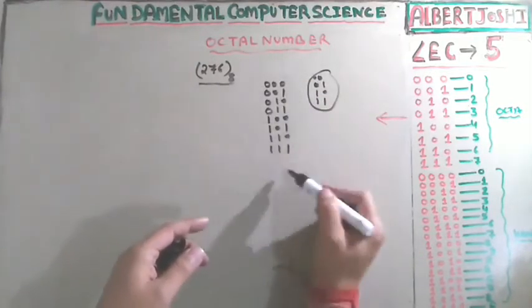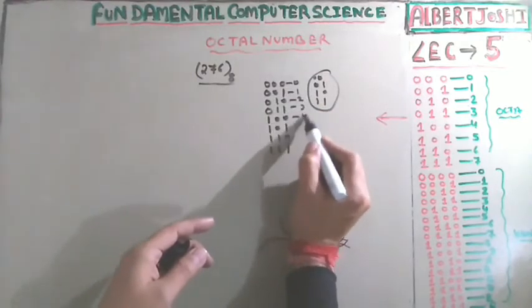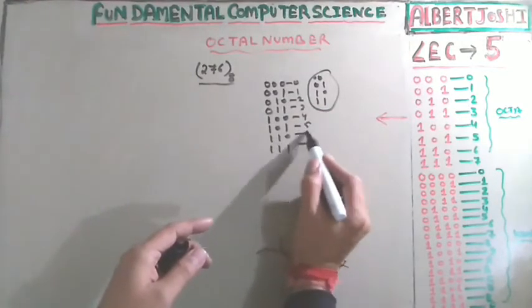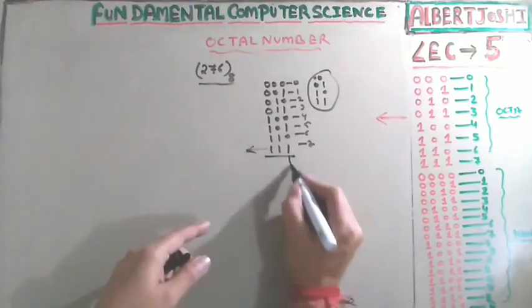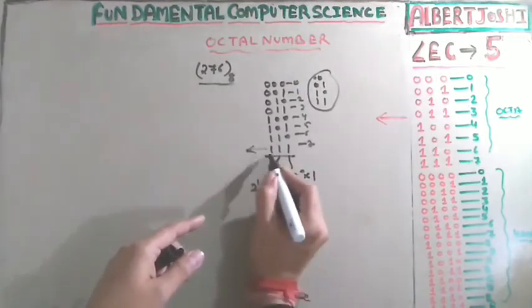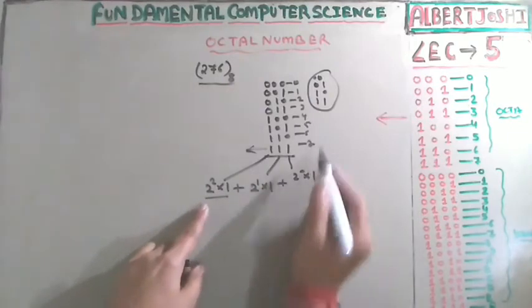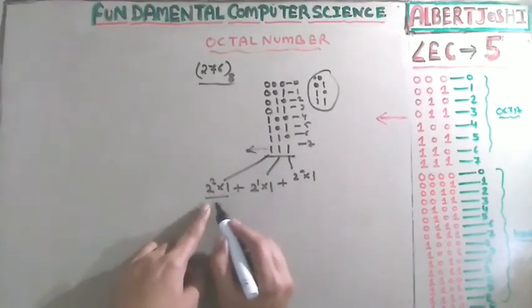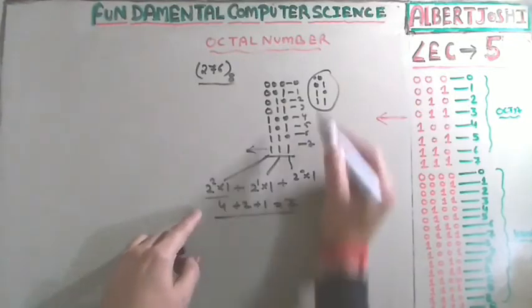So you have to take it every time. It is representing 0, this is 1, this is 2, this is 3, this is 4, this is 5, this is 6, this is 7. If you write the binary number, okay, already we have discussed before. This is 2 to the power 0 into 1, this is 2 to the power 1 into 1, and this is 2 to the power 2 into 1. If you add it, then you will get the same number. 2 to the power 2 means 4, plus 2, plus 1. This is 7. Same number we are getting, okay.